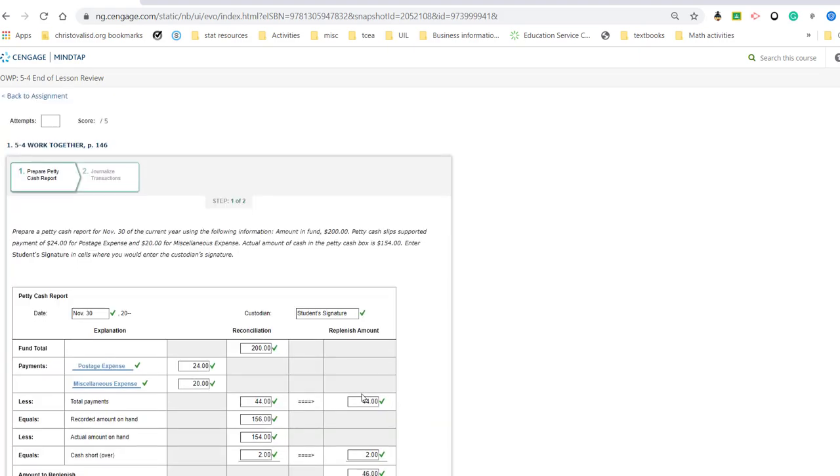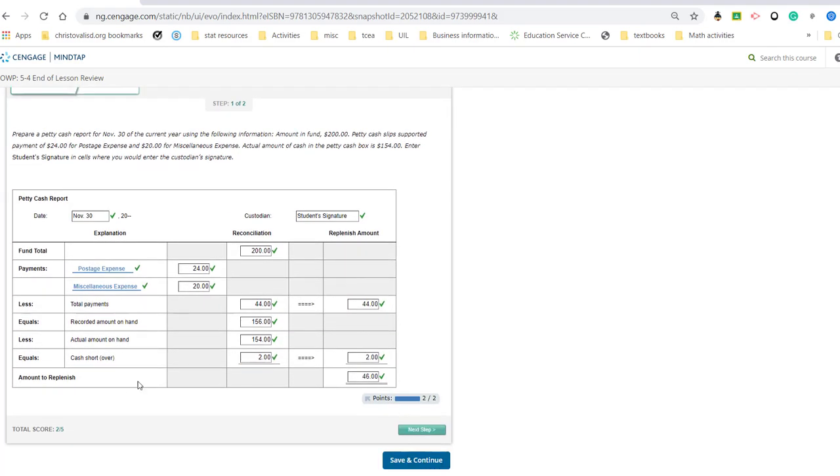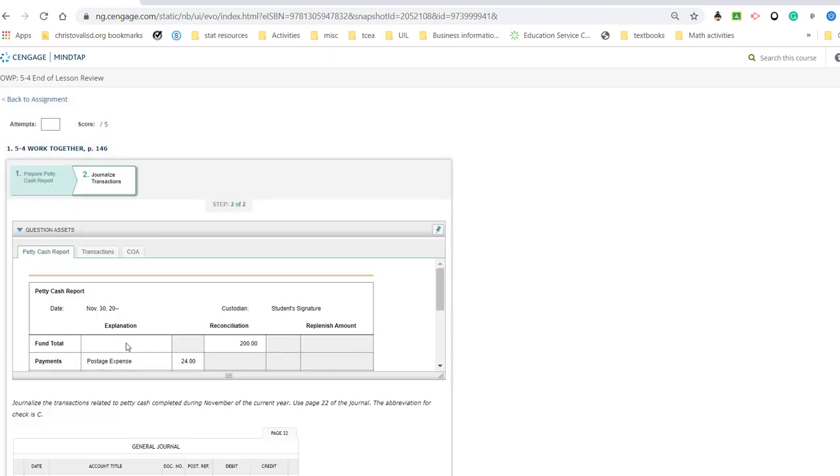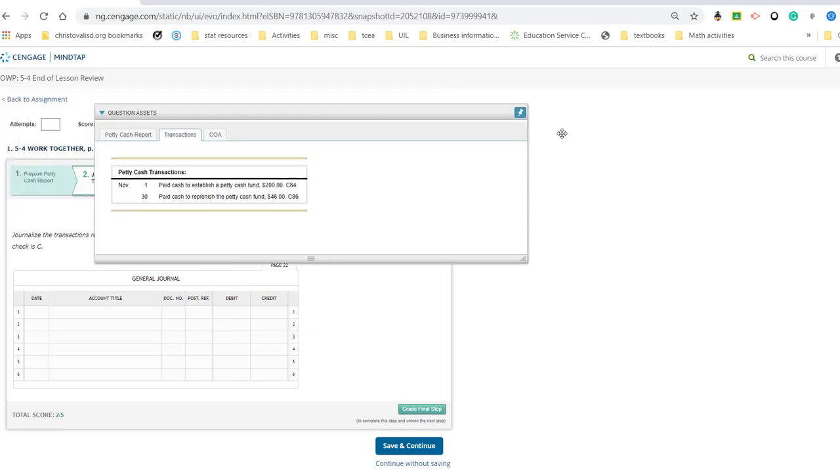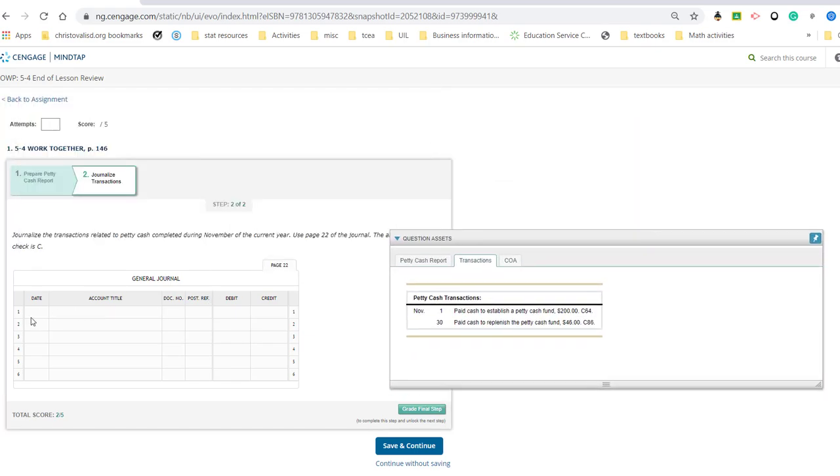And grade step 1. This way you know if you got it right before you go on to the next step where we're going to post the transactions. So we have the report up here. We have the transactions and their dates that we're going to do. I'm going to unpin this and slide it over to the side. So we start off with, on November 1st, we established the petty cash fund.